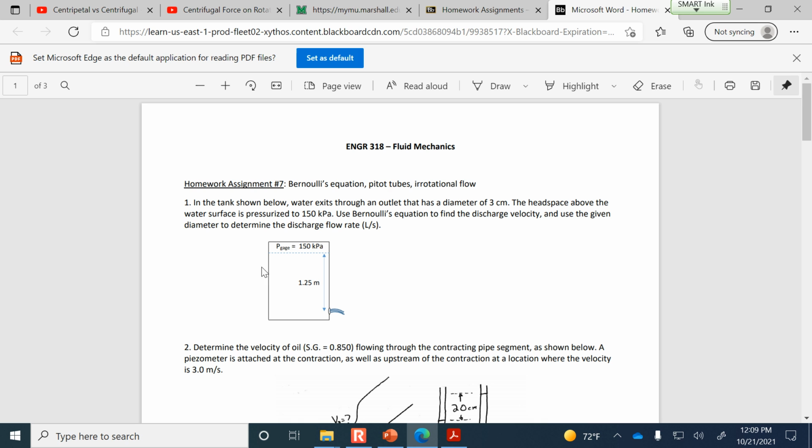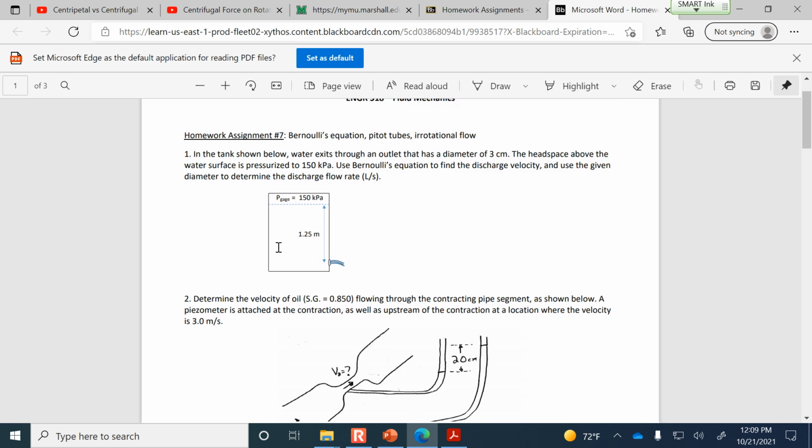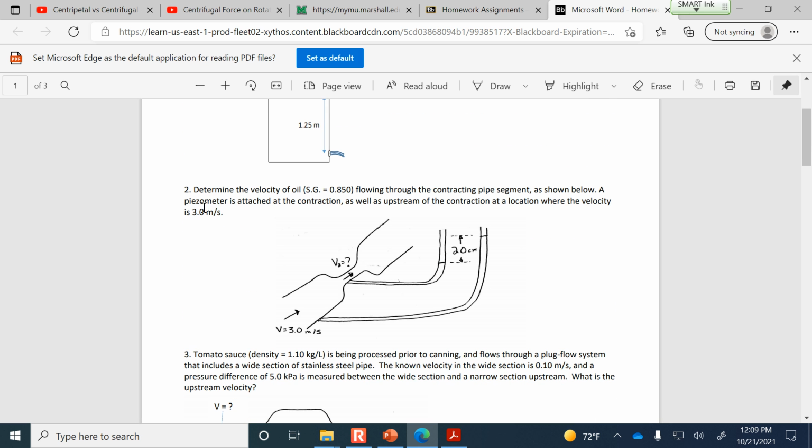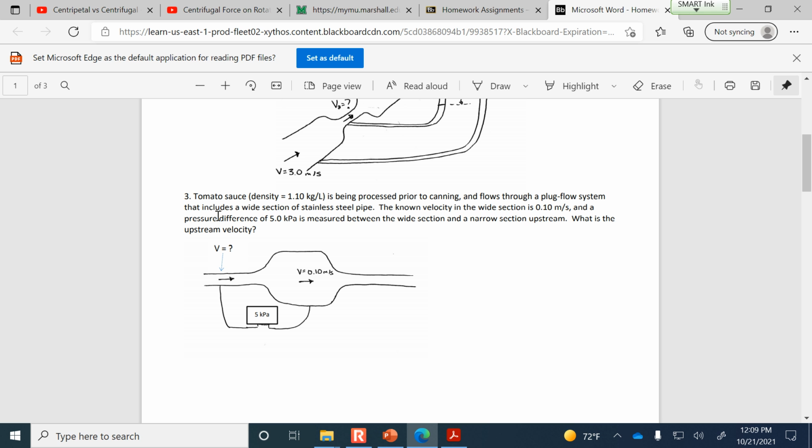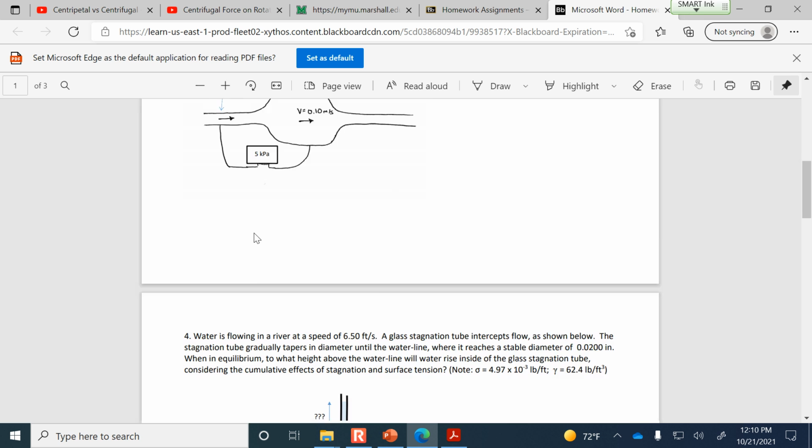Okay, Bernoulli's equation, pitot tubes, and rotational flow. So this is an orifice equation where, rather than just the normal orifice equation of velocity is square root of 2gh, here you have to actually use the full Bernoulli equation because it's not open to the atmosphere. It's pressurized inside of the tank. So your pressure at 1 at the surface is going to be some positive given value rather than 0. We talked a bit about problem 2, and I gave you a hint related to that one. We've got another Bernoulli equation here.